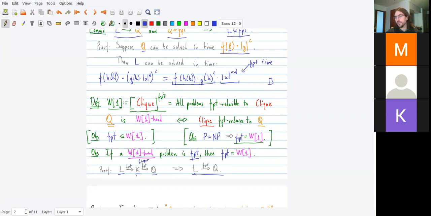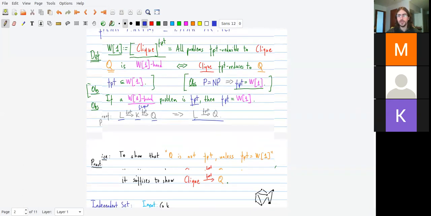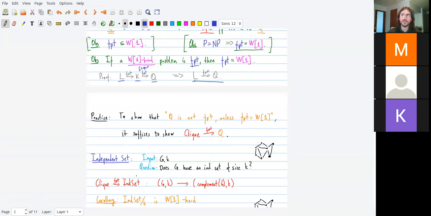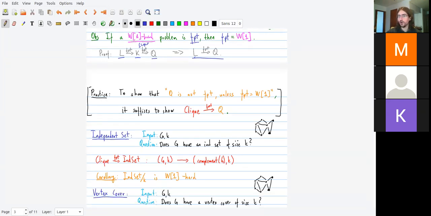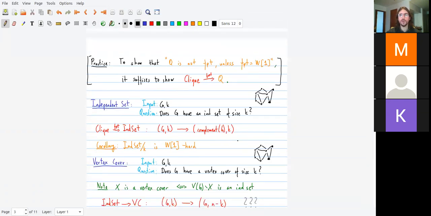So this means that this is a sound notion of reduction and a sound notion of a complexity class, W1. This is a complexity theoretical setup, but from the practical point of view, what really matters is the following statement. If you have your favorite problem Q, and you don't know whether it's FPT or not, and you would like to show that it's probably not FPT, it suffices to give an FPT reduction from the clique problem, because then you show that the problem is not fixed parameter tractable unless FPT is equal to W1. Or in other words, unless the clique problem is fixed parameter tractable.